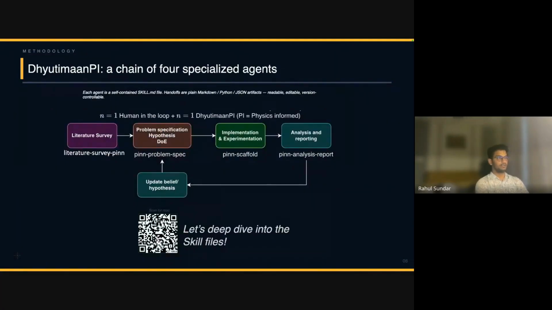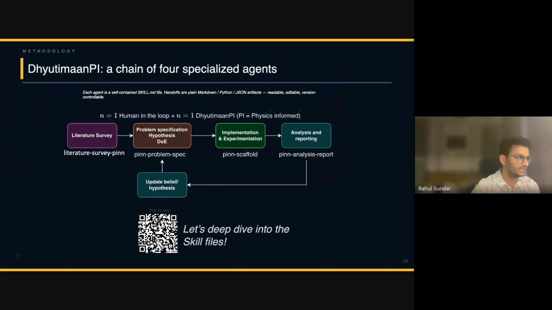Now, this is what the workflow looks like. Of course, many parts of this can be iterative. You need not move to the next step in a linear fashion as shown here. We can discuss that sometime. But here is where you start with the literature survey PINN skill. You have a PINN problem specification skill, then a PINN scaffolding skill, and a PINN analysis and reporting skill. And then you update your belief, and again modify your specification. Or if you're happy with what the report looks like, you stop there and you're done, right? So now I think it'll be a good time to look at what these skills look like.